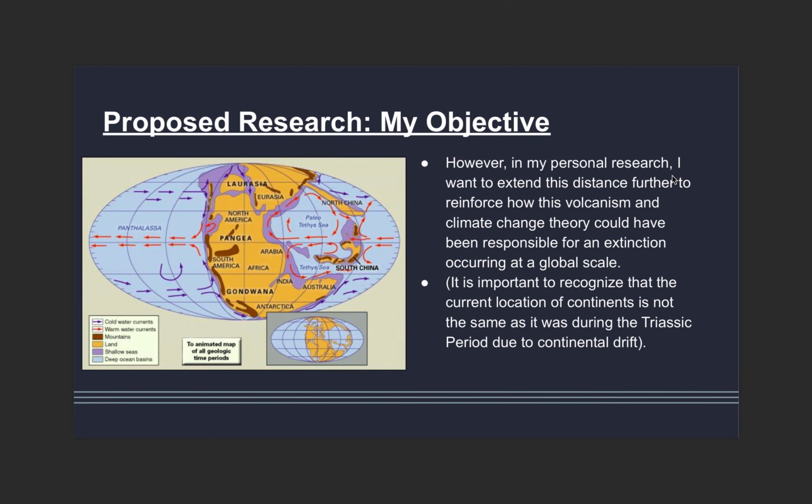In my personal research, I want to extend this distance further to reinforce how this volcanism and climate change theory could have been responsible for an extinction occurring at a global scale. On this map from the Triassic period, we can see where China and India were located, and I personally want to go further and test rock samples from the United States. So you can see here, North China, South China, and then India, and then North America would be extending this distance a bit further.